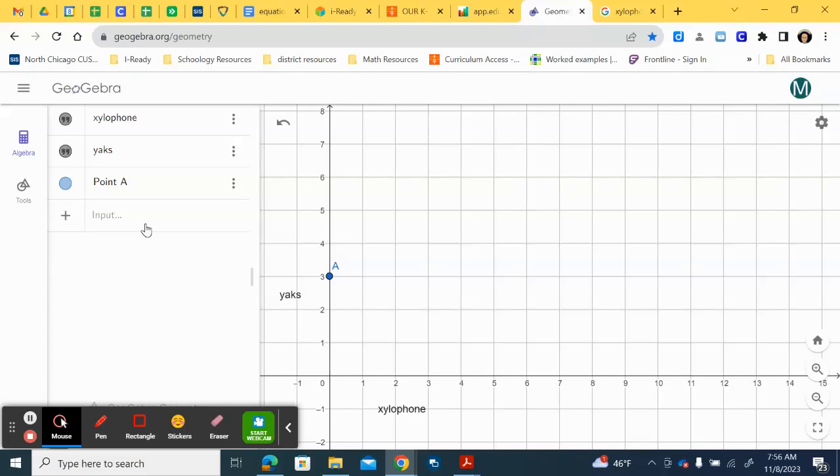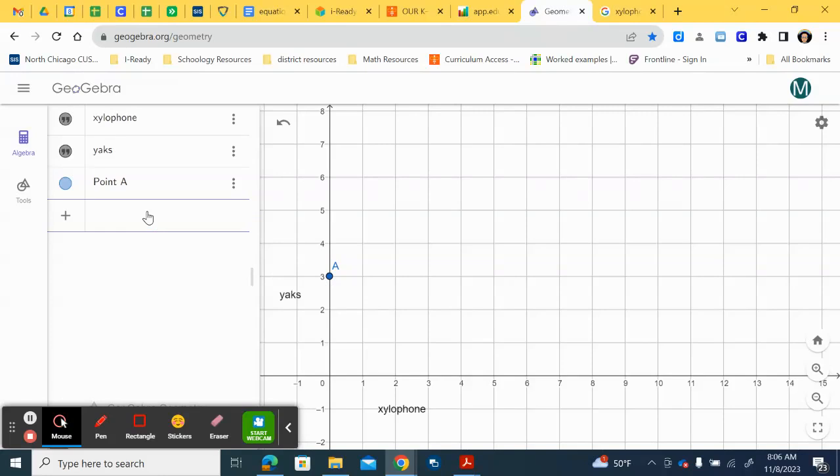So every time I buy one xylophone, I have to get 2 yaks. I don't know why. They're really big xylophones, and the yaks, you need 2 of them to carry. So if I want to buy yaks and xylophones, I got to buy them together. I have 3 yaks, and I need another xylophone because I got another xylophone player.